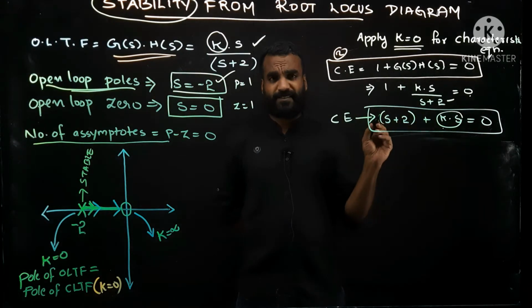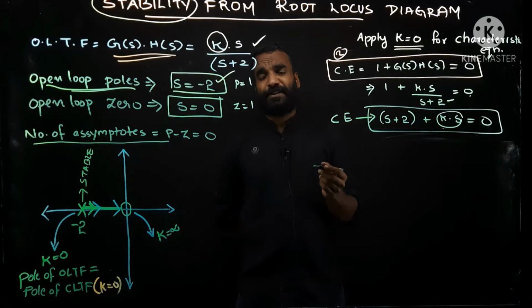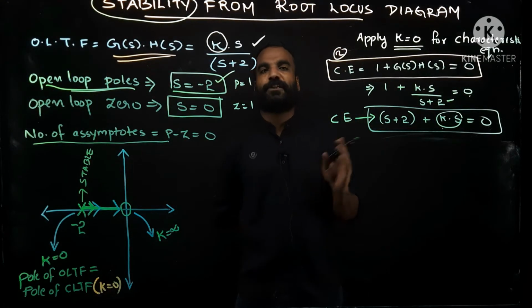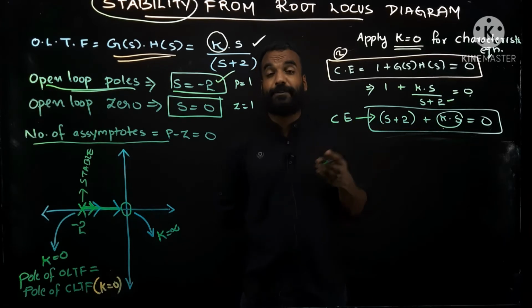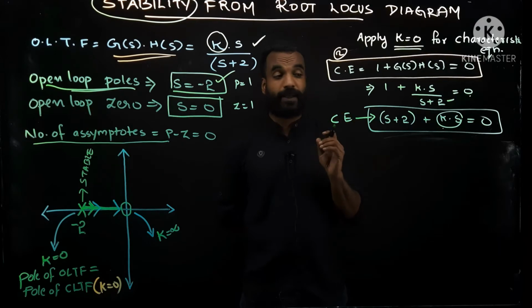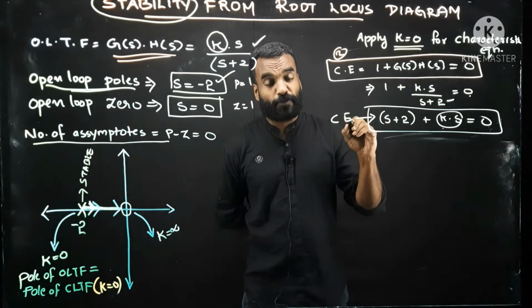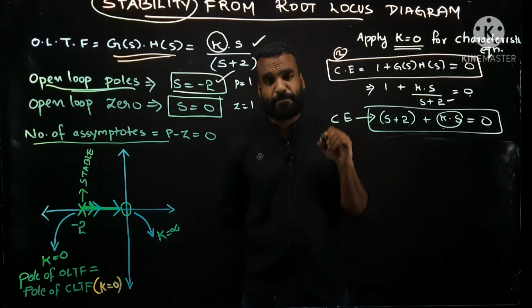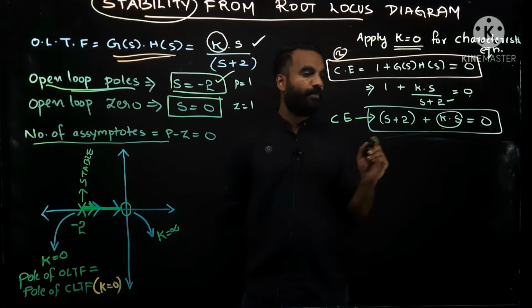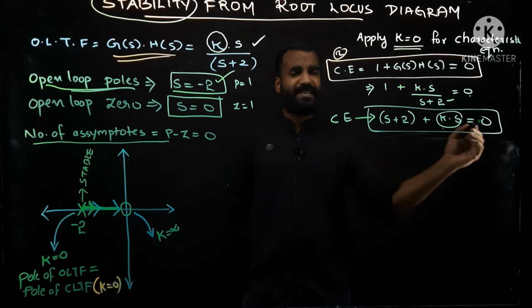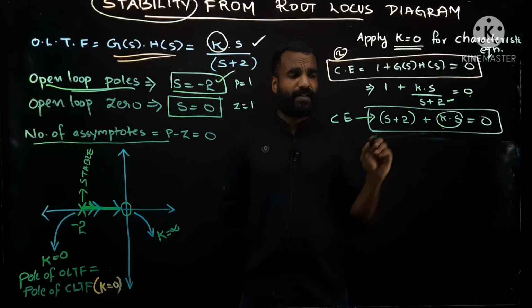So this is the characteristic equation, or denominator of closed loop transfer function equal to 0. So its solution is nothing but, I am repeating this point to make it clear in your mind, roots of characteristic equation is nothing but poles of closed loop transfer function. So s plus 2 plus ks is equal to 0, that is the characteristic equation.